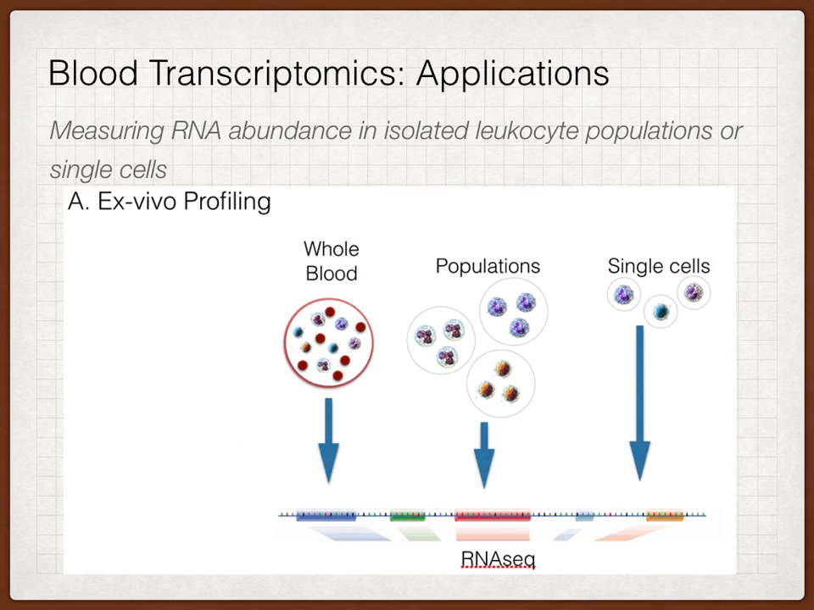RNA abundance can also be measured in fractionated leukocyte populations, such as monocytes, T or B lymphocytes, neutrophils. And RNA abundance can also be measured in single cells.